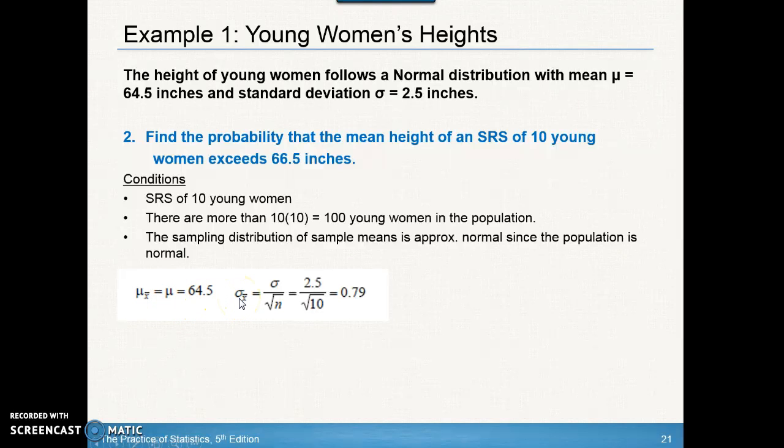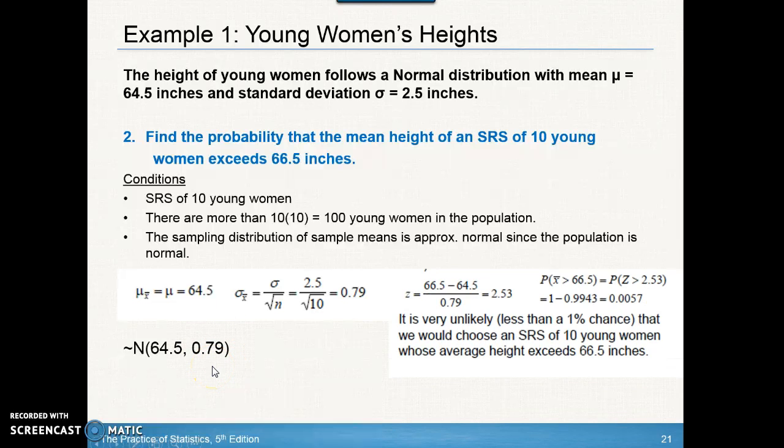Okay, however, the spread is going to be smaller because I'm taking averages. I'm averaging those high and low values. The standard deviation, notice, of X bar, okay, is the standard deviation of the population divided by the square root of the sample size. 0.79 is much smaller than 2.5, but notice the notation, standard deviation of X bar, that's showing us that we're looking at a sampling distribution, not a population. Approximately normally distributed, 64.5, 0.79, make sure to include that.